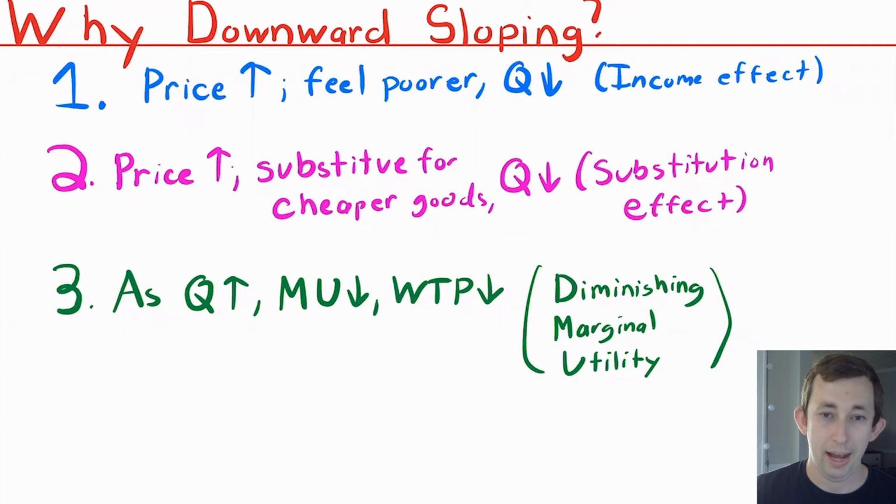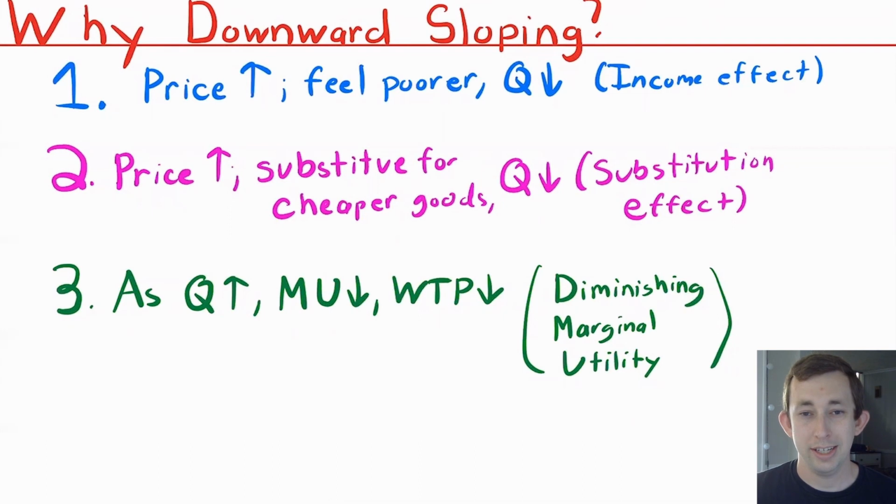The other thing that might happen is if you like soda and maybe the price of Pepsi starts going up, maybe you decide to switch to Coke instead. Maybe you don't like Coke as much, but because the price of Pepsi is going up, you feel more inclined to switch to the cheaper good, which is Coke. So the quantity of Pepsi is going to go down, and that's what we call the substitution effect, because you're substituting away from the more expensive good.